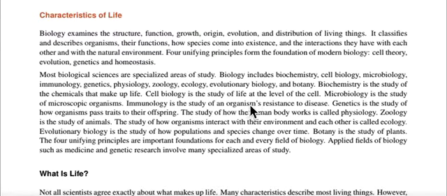Immunology is the study of an organism's resistance to disease. Genetics is the study of how organisms pass traits to their offspring. The study of how the human body works is called physiology. Zoology is the study of animals. The study of how organisms interact with their environment and each other is called ecology. Evolutionary biology is the study of how populations and species change over time.